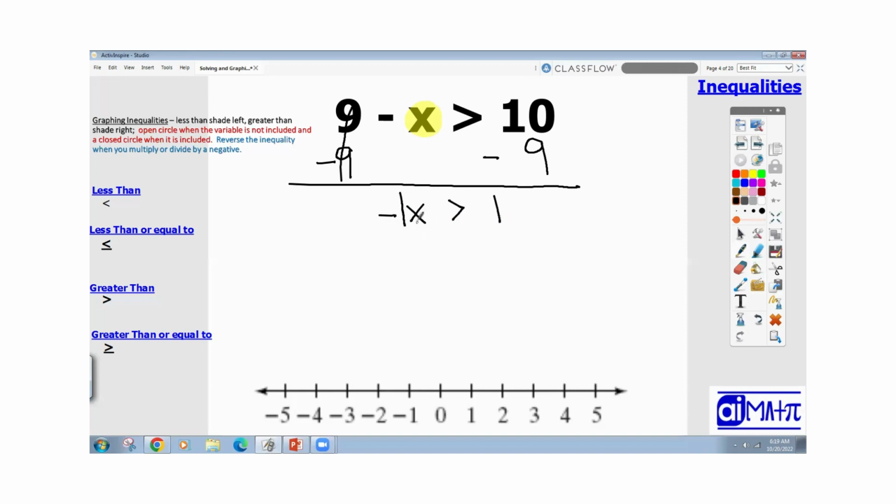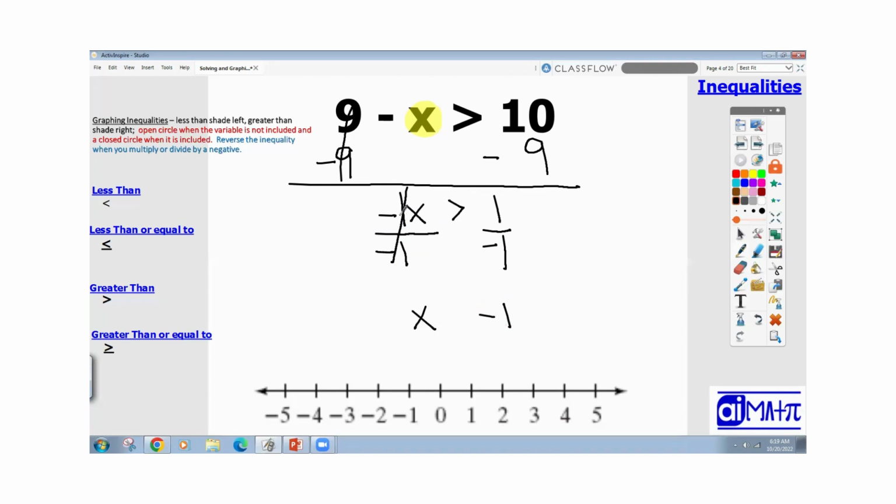So I am going to put that coefficient here to show that this is being multiplied by negative 1, and the opposite of that is dividing by negative 1. Negative 1 divided by negative 1 would just be positive 1. I'm going to put the x here. And then 1 divided by negative 1 is negative 1.